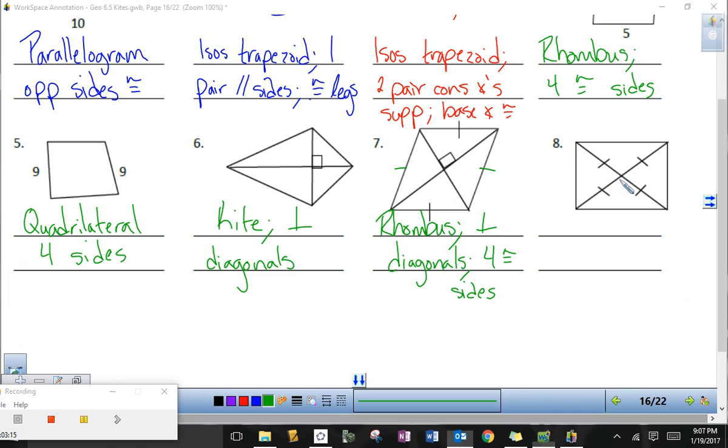Alright, diagonals are marked on this one. We need to decide what's happening. Since you have the same tick mark on either side, that means they are bisectors. And since the total length has the same number of tick marks, that means they're also congruent. Okay, so we're looking for congruent bisector diagonals, and that is a rectangle.